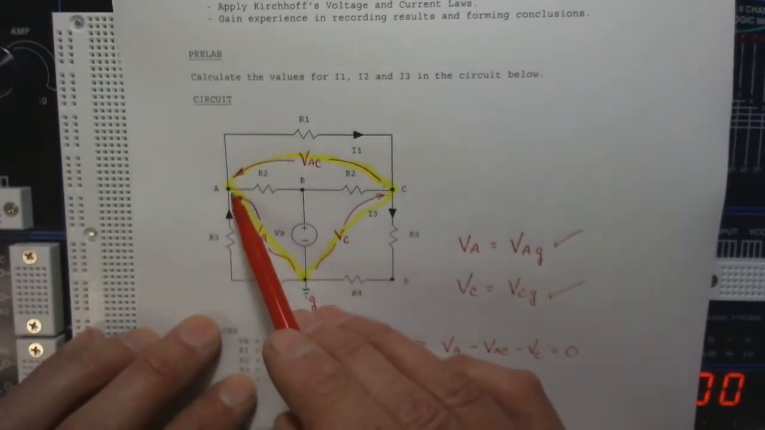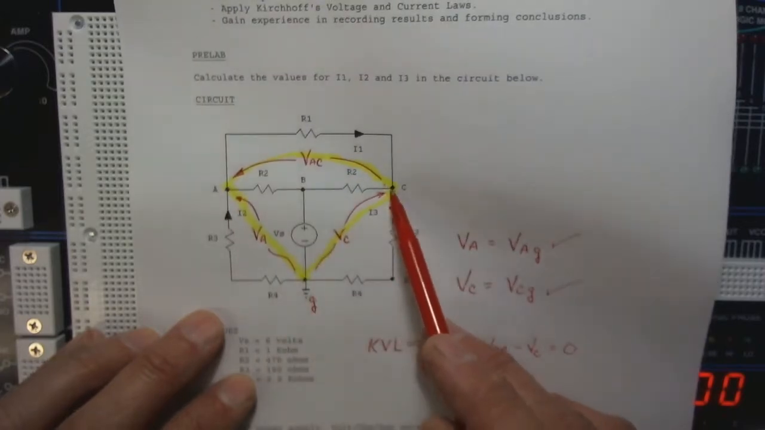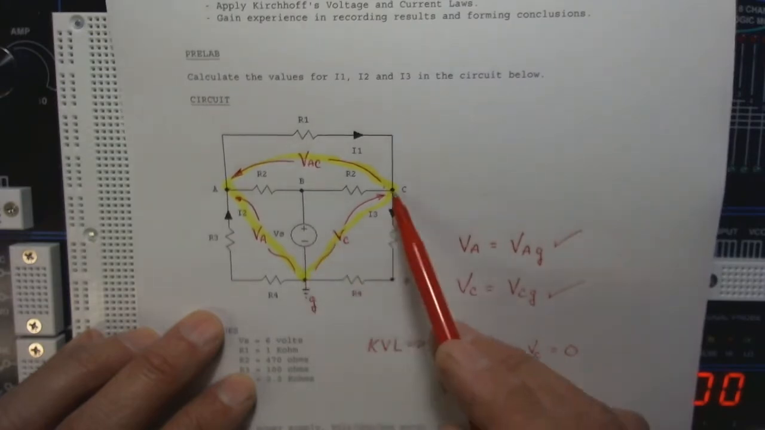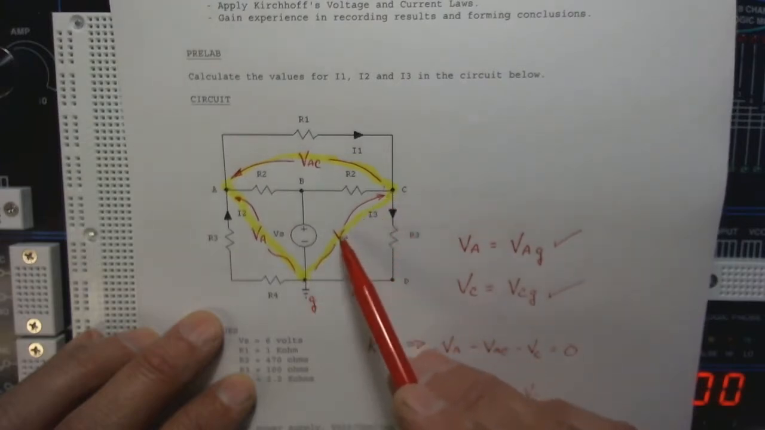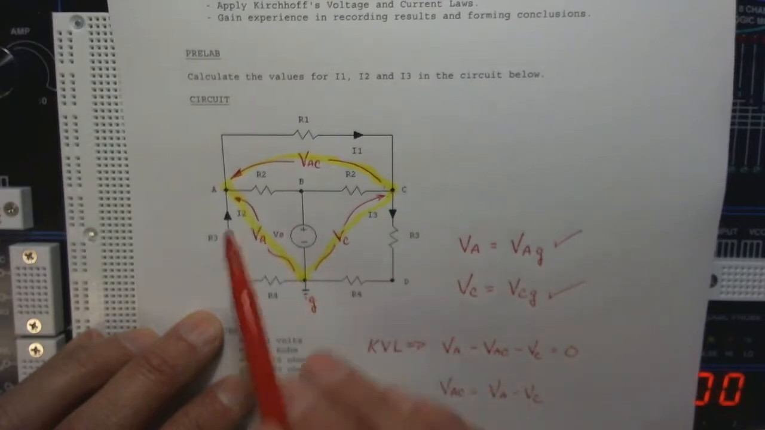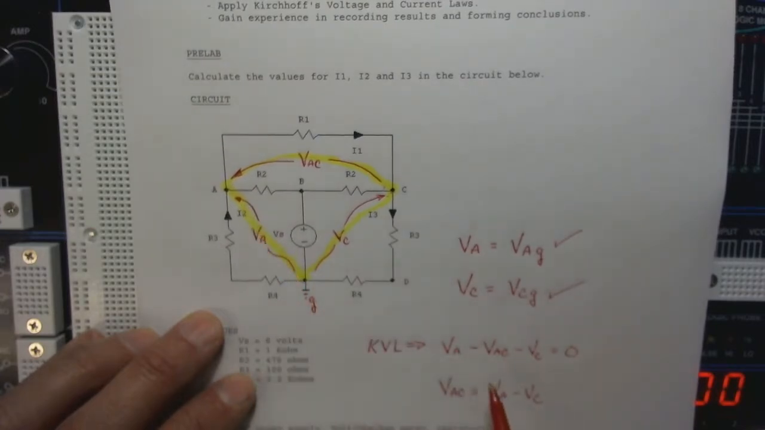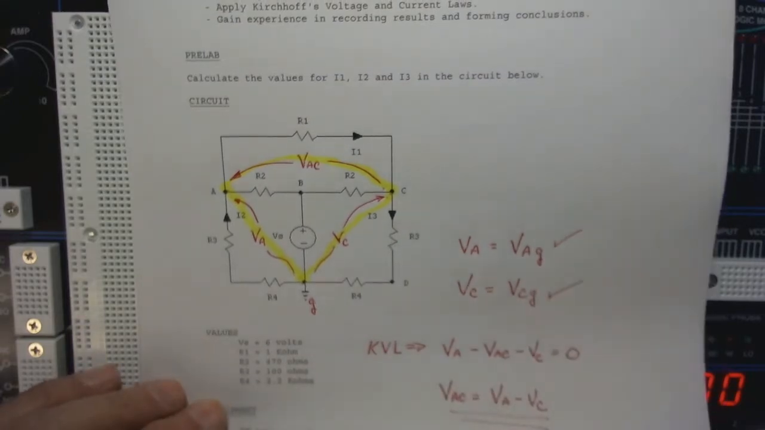So VA, positive VA, and then minus VAC, and then how do I get back to here? Well, I have to go minus VC, because again, I'm going against the arrow. So minus VC, minus VC. So the only reason that this VA was positive is because that's the only one I was going with the arrow. Kirchhoff said, because I get back to that point, it's equal to 0, and if I solve for that, I have that VAC is equal to VA minus VC, and I think that'll come up eventually. Think of that in terms of Kirchhoff's voltage law.